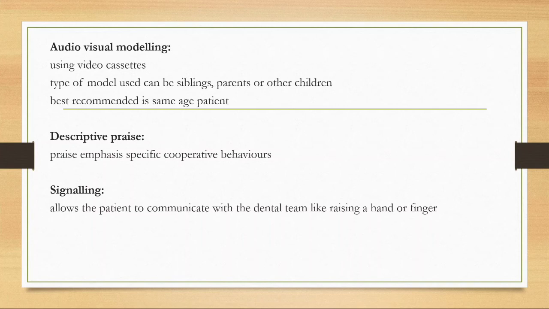Whereas a descriptive praise emphasizes specific cooperative behavior, like thank you for sitting still, or like you are doing a great job keeping your hands in your lap, rather than a generalized praise like good job. We need to be very descriptive because we are dealing with a child, so we need to be very elaborate, like you are doing a great job keeping your hands in your lap, rather than saying just good job.